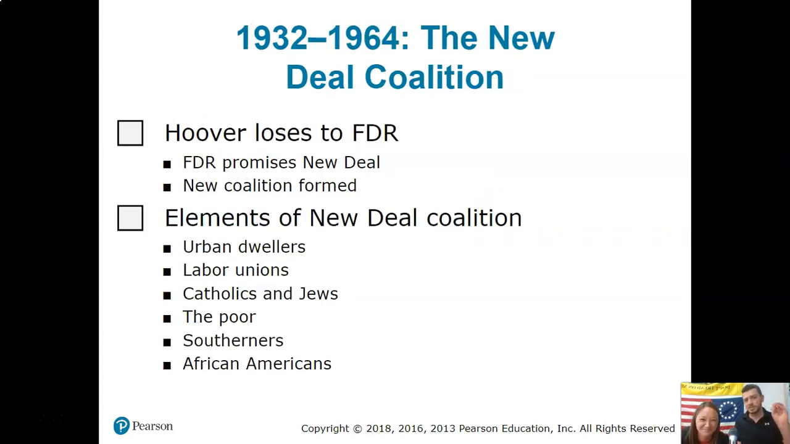Okay, so 1930 to 1964 is the first big swap. Now the Republicans are going to be the conservative party. Democrats are now going to be the liberal party. So Hoover wants to do nothing about the Great Depression, essentially, and then FDR wants to do a bunch. And so FDR's a Democrat. Thank you. Sorry. So FDR promises a new deal.